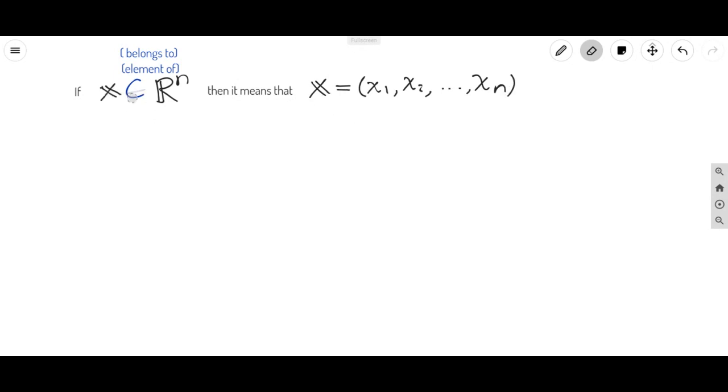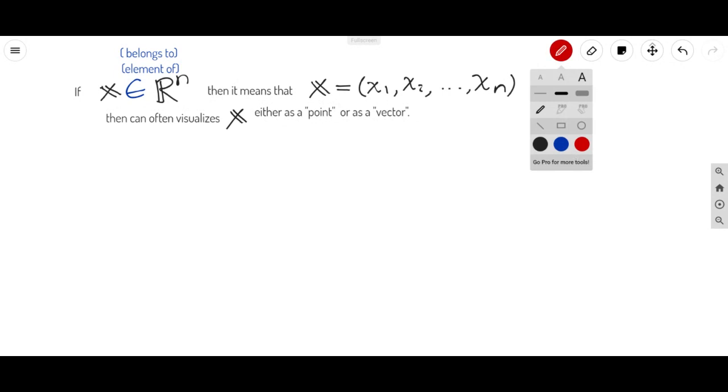So if X is something in this space, then one often visualizes X either as a point or as a vector. Well, let's talk about the distinction between a point and a vector, because sometimes people get confused by this. And let's start with this. I think this is very helpful.